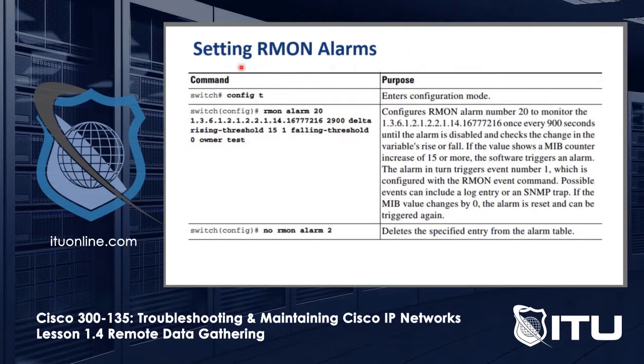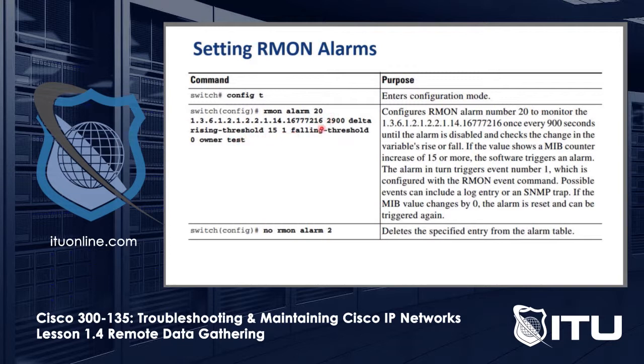We can see the syntax for setting an RMON alarm right here. Go into global. We'll create an alarm called number 20. And this number right here is a MIB number. Now, of course, it means you need to know what the MIB numbers are, and that's a little bit hateful, but anyway. And we're basically saying that every 900 seconds, we actually have a typo here. And we have a rising and a falling threshold here of 15 and 1 second.